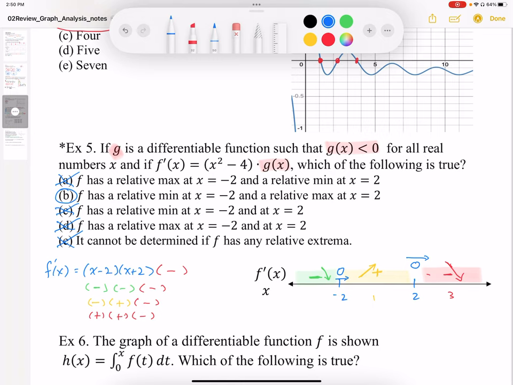And this is based on doing some sign analysis, factoring that x squared minus 4, and then although we don't know what g of x is, we just treat that as a negative factor, and we can just do sign analysis to fill out our slope chart.